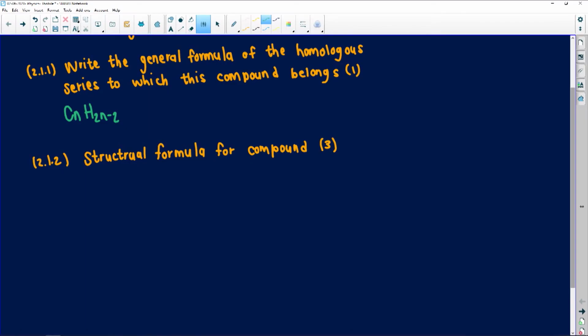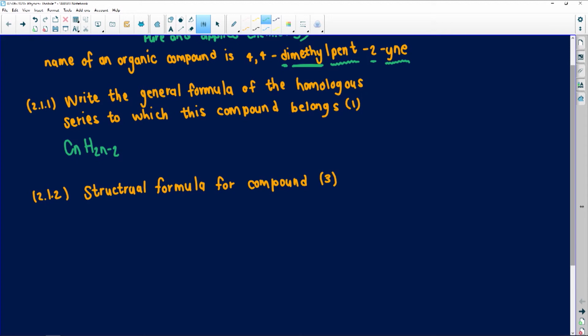And what I always say to my children, once you have drawn the structure, see if you can rename the structure and see if the name you've given it actually matches with the name that you were given. So let's name the structure. Let's do it together. So I've got 4.4.